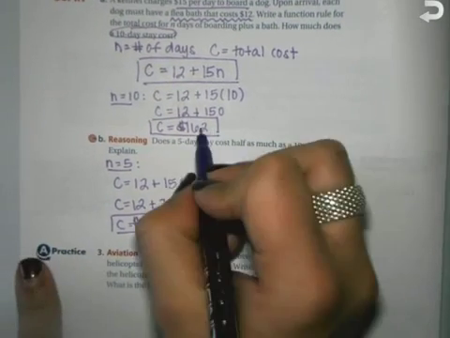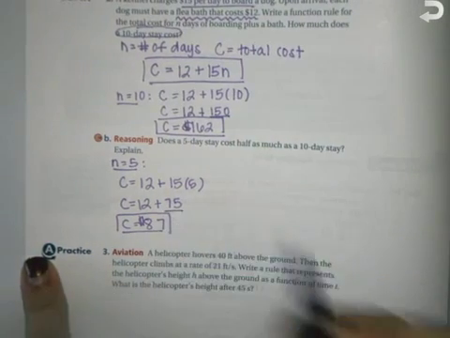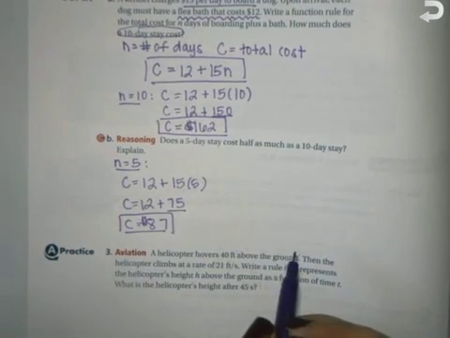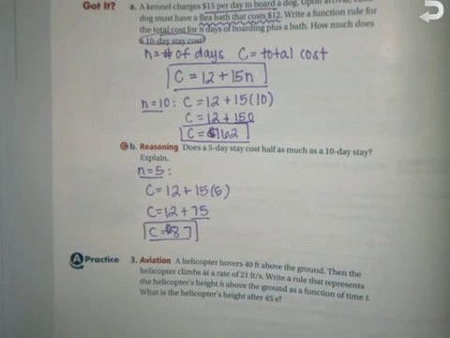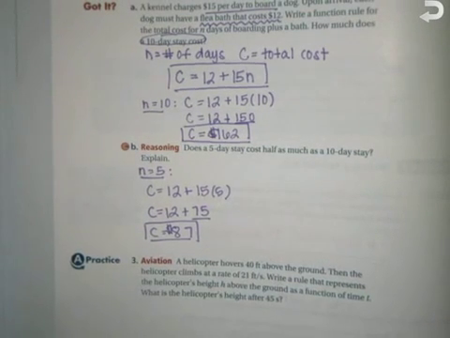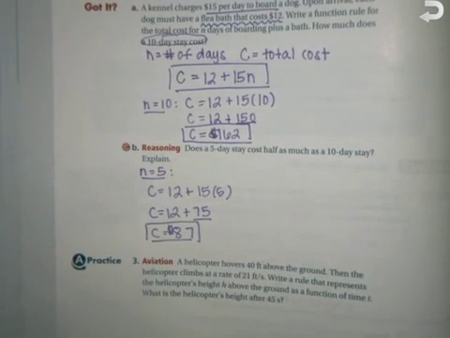If the cost for just the days was 150 and 10, is 75 half of 150? Yeah, so cutting the number of days in half cut the total cost for the days in half, but not the $12, so not the cost of the bath. So let's write that in words.